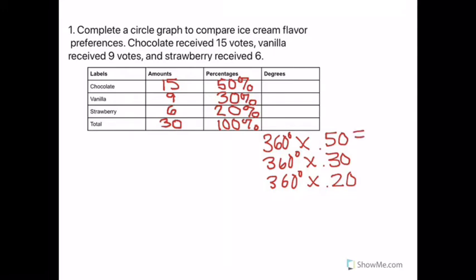Well, 360 degrees times 0.50 is 180 degrees. So my sector for chocolate should be 180 degrees. Next, 360 times 0.30, or 0.3, is 108 degrees.